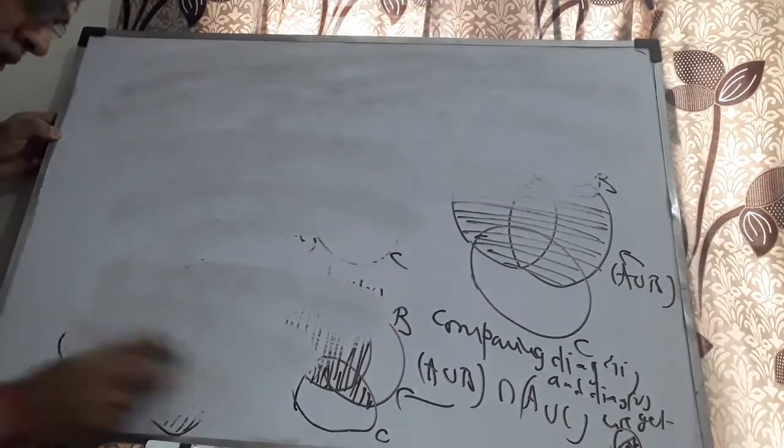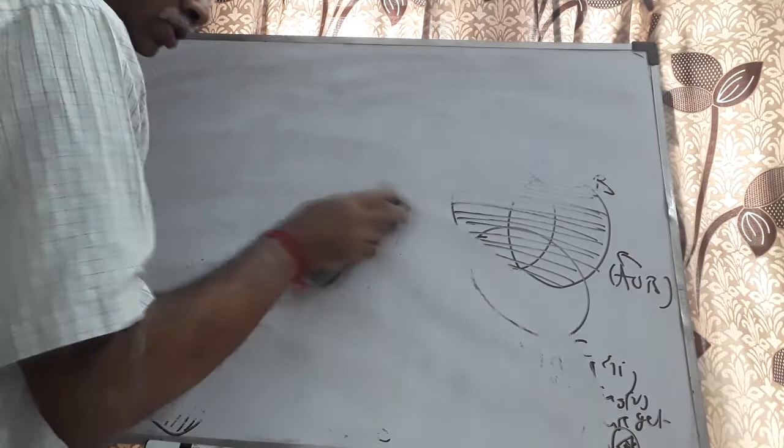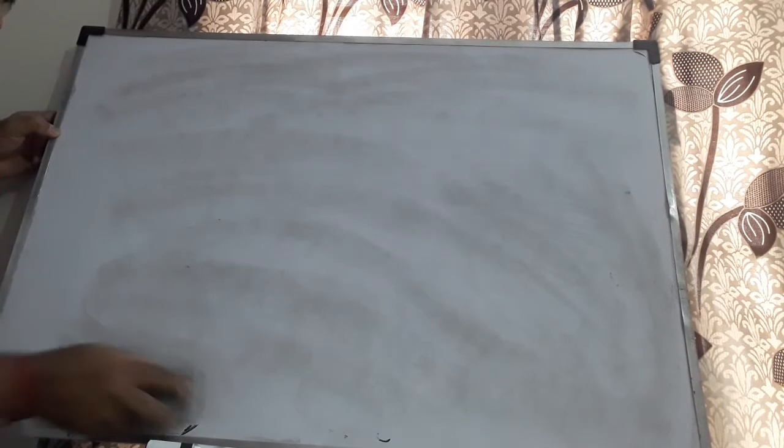I think it is clear to everybody. This is known as one of the distributive properties in terms of union and intersection.